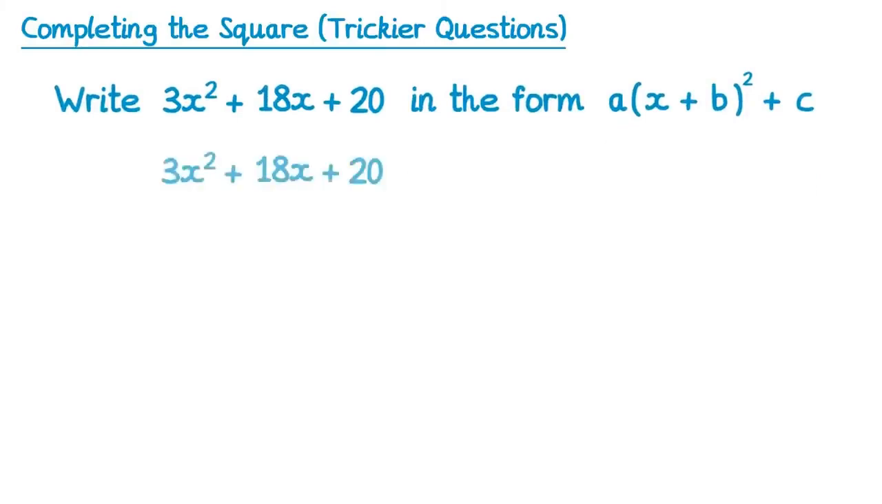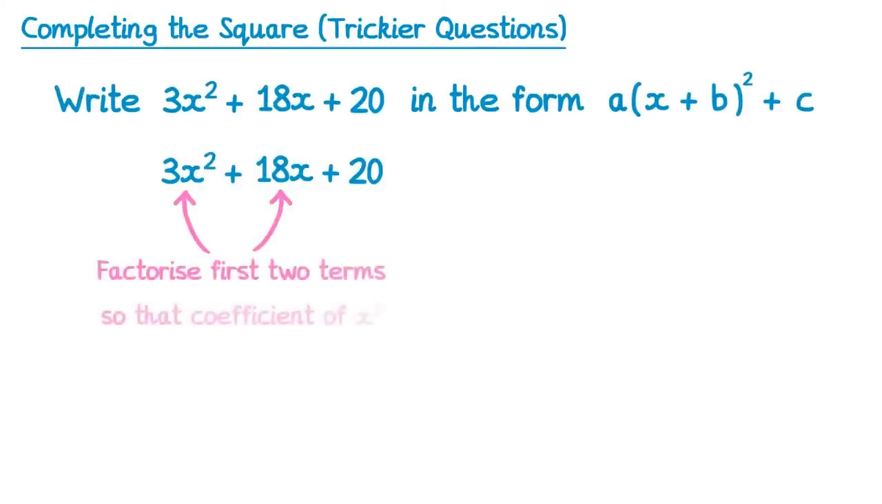So how do we approach a question like this? Well, what we do is we factorise the first two terms so that the coefficient of x squared is just 1 again. Currently, the coefficient of x squared is 3, so that's the number that we would factorise out. I then draw two large brackets, and I would always make these quite large because there are going to be brackets inside these brackets in a moment, and you don't want to get confused.